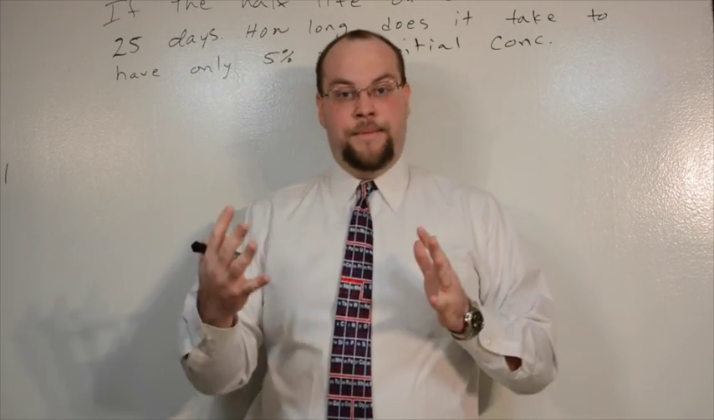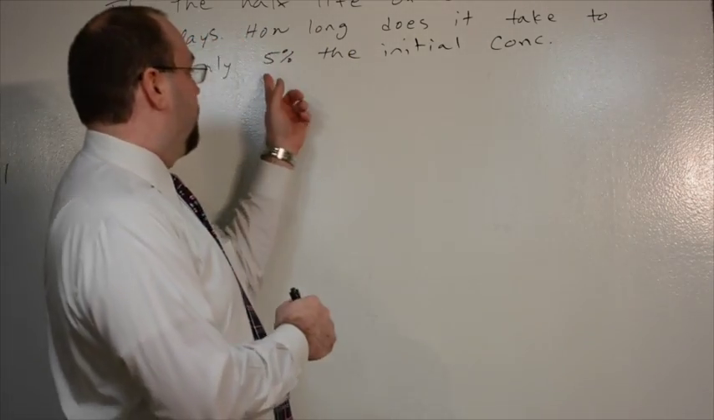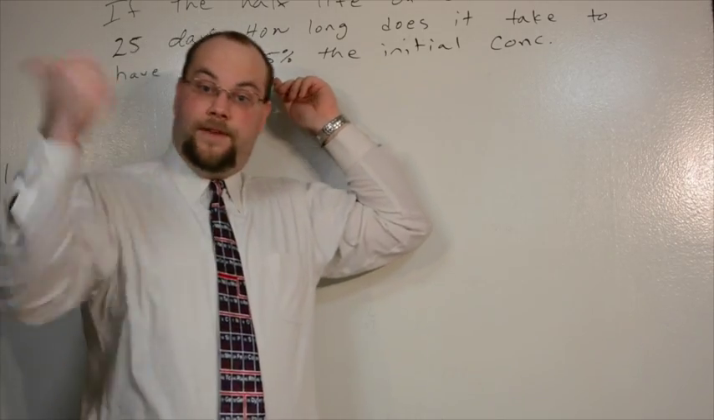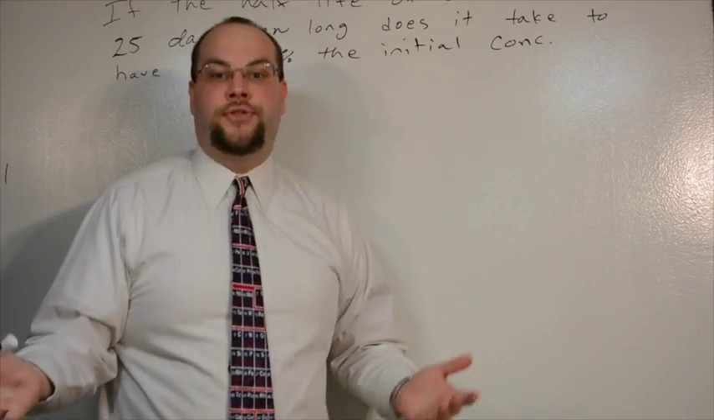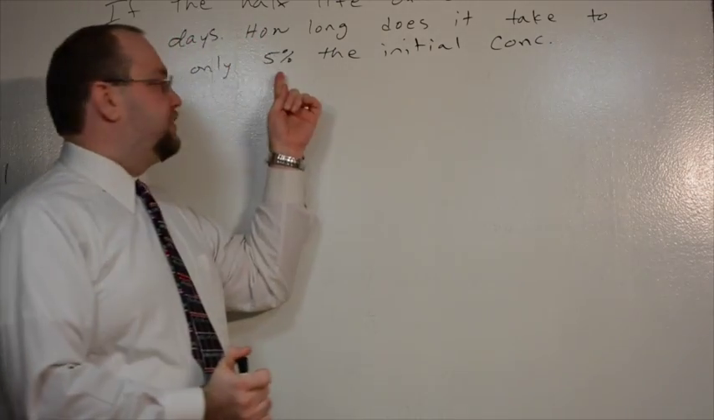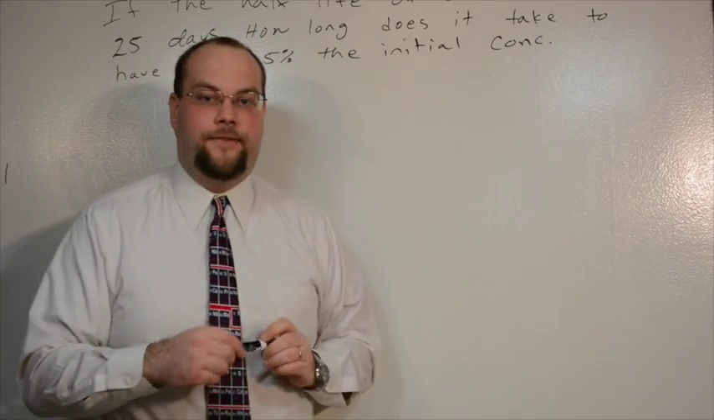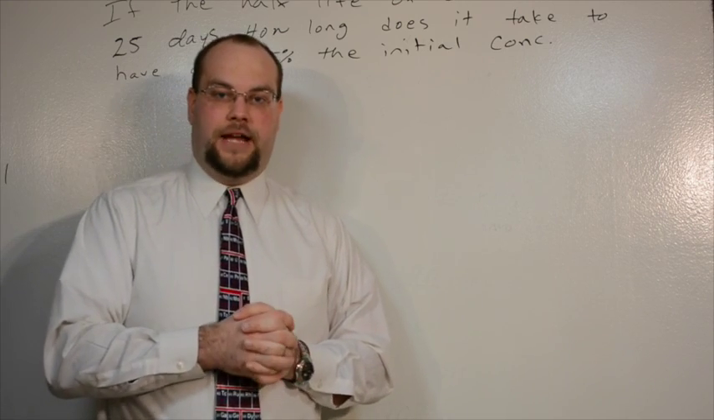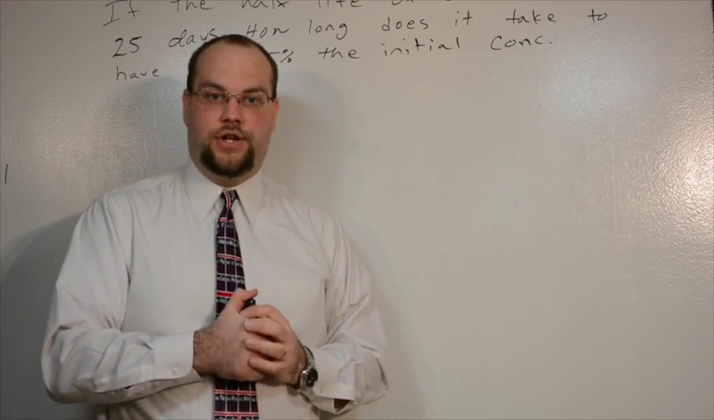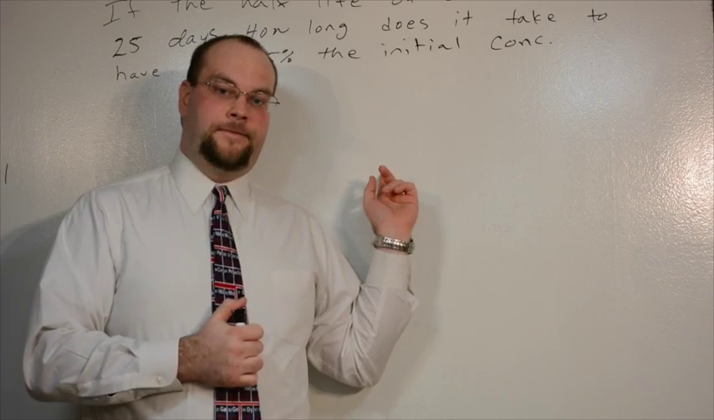Now, that's really simple if I have a number that is either 50, 25, 12.5, 7.25, you get the gist. But 5% isn't an even half-life. So what we're going to have to do is a couple of different equations here to solve for my half-life.